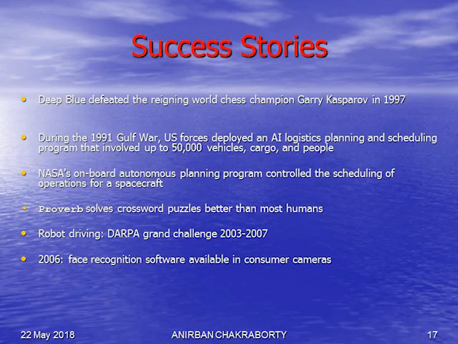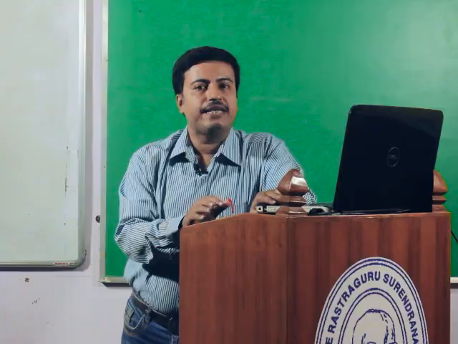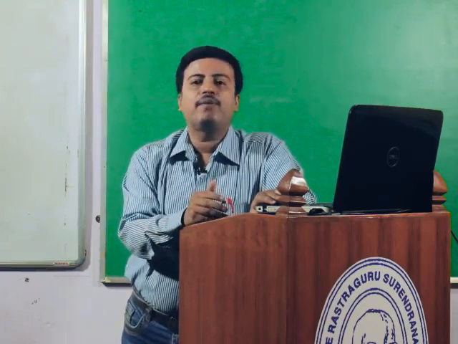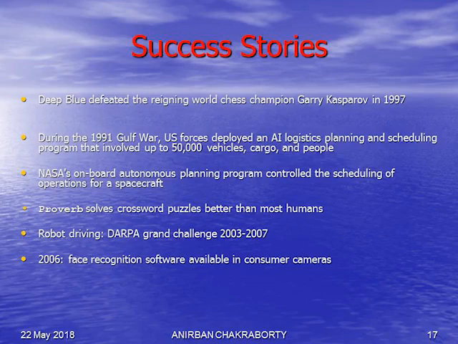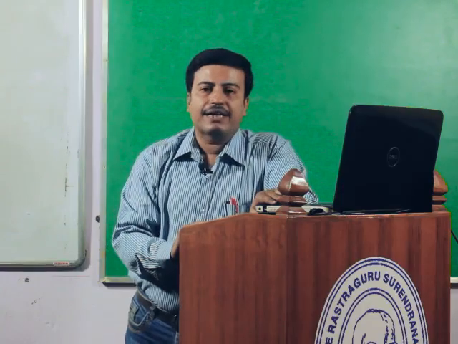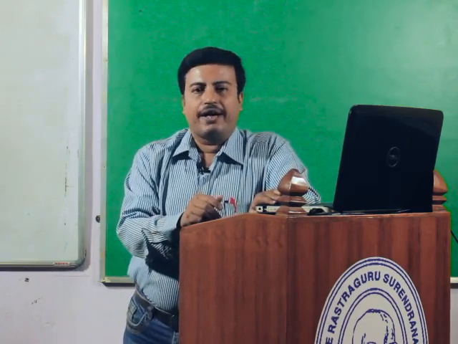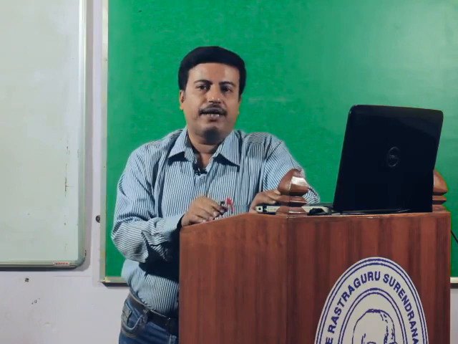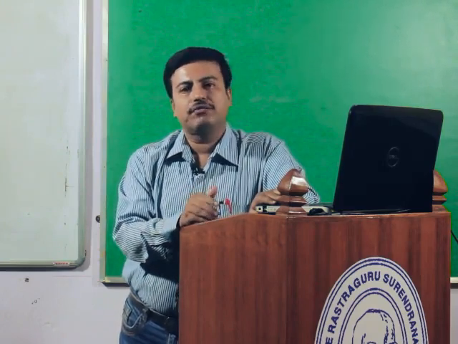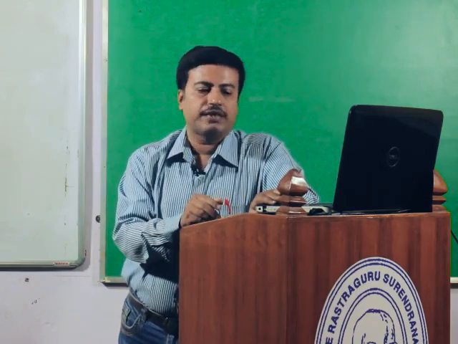Next one, in 1999, during the period of the Gulf War, AI-based systems were devised by the American government to control more than 50,000 vehicles and cargoes, and were very successful in the application area. Next comes Proverb. It has been proven that Proverb can solve crossword puzzles quite well, better than human beings. Next, I would explain about the DARPA Grand Challenge, where only robot cars take part in a car race, and from 2006 onwards, face recognition software is available in the market.